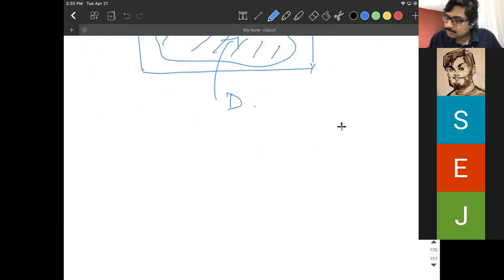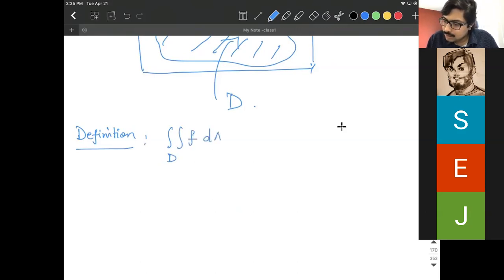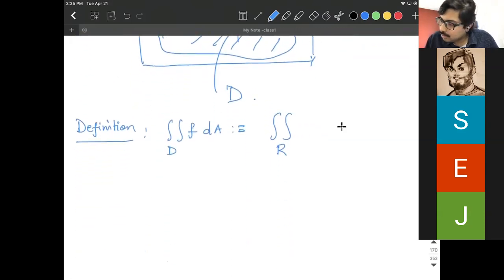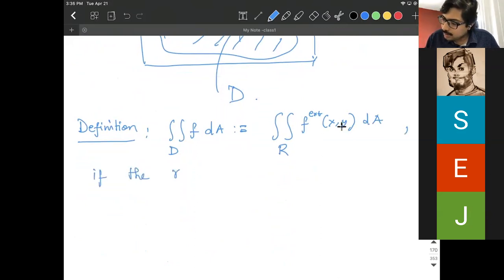So we define, so for the moment, this is just a definition. The double integral on D of f dA, this is by definition the double integral along this rectangle R of this function f-tilde of x comma y dA, if the right hand side exists.